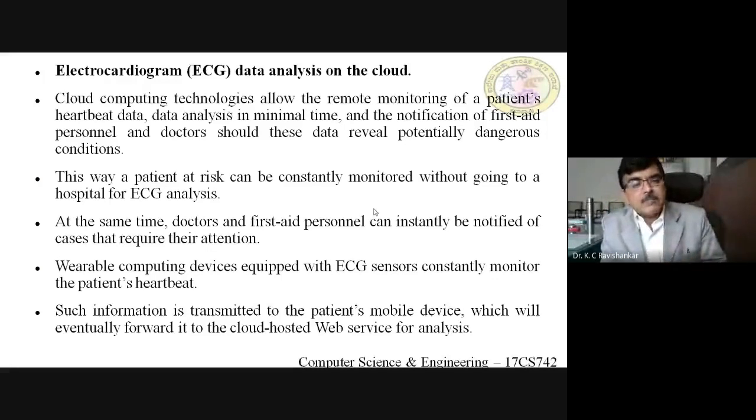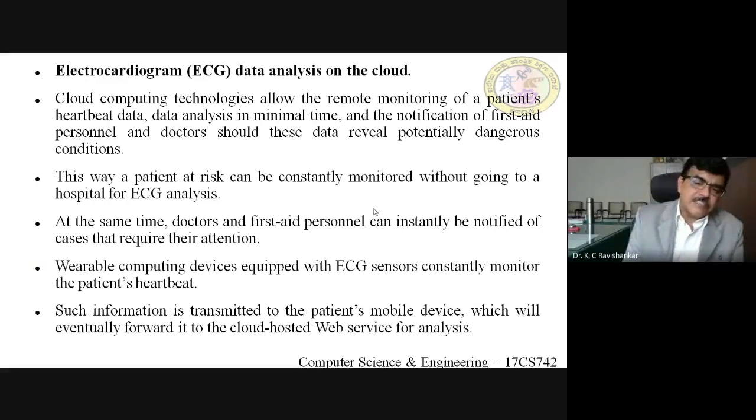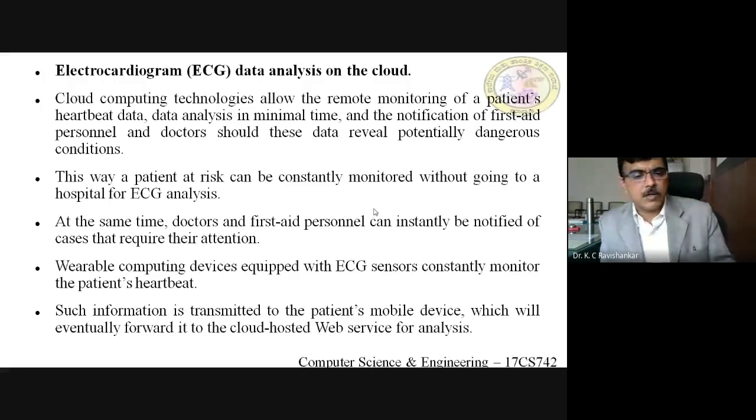The specialist may not be available at the same place. He may be available at a different hospital. Through your computing facility, networking facility, and software facility, the information can be sent to the specialist, and the specialist can easily analyze it and give some treatment.